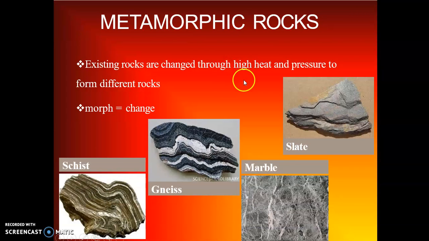Metamorphic rocks are existing rocks which are changed through high heat and pressure to form different rocks. Literally, morph means change. Examples of metamorphic rocks can be schist, gneiss, marble, and finally slate.